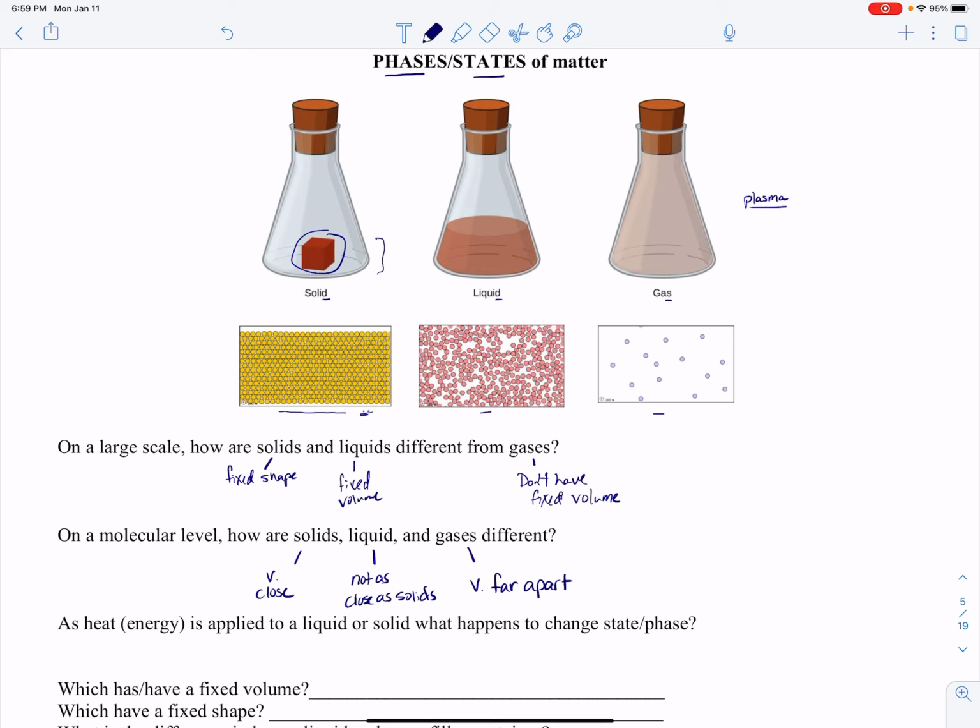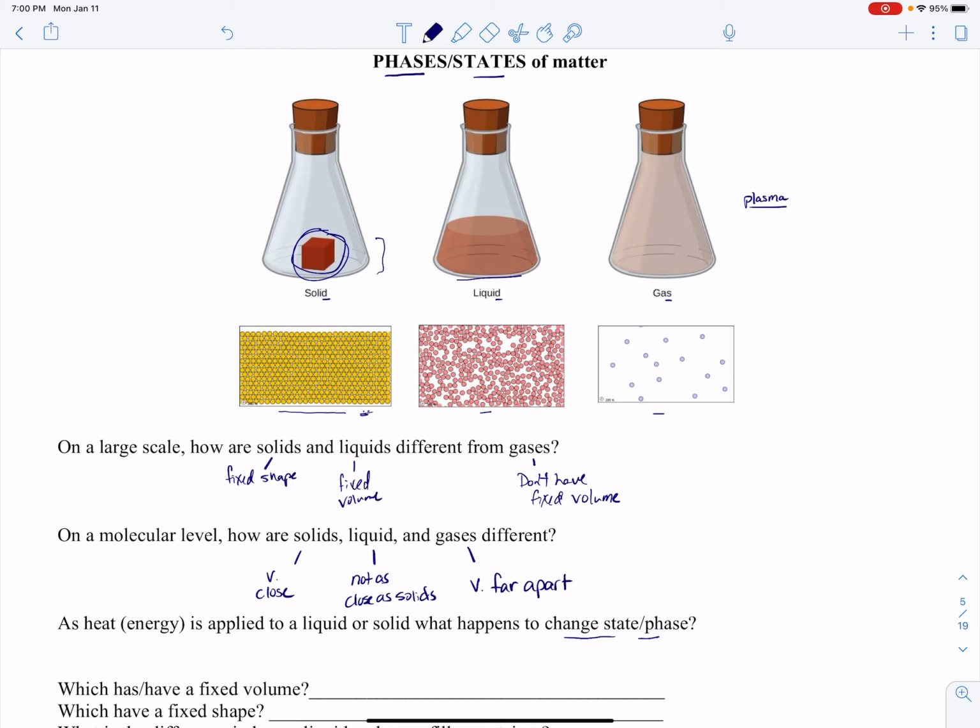And then this is a thinking for yourself question. As heat or energy is applied to a solid, liquid, or gas, what happens to cause it to change state or phase? That means, what happens when you heat a solid up? And imagine this is like ice or something. What happens when you heat ice up? Then what happens when you heat water up?